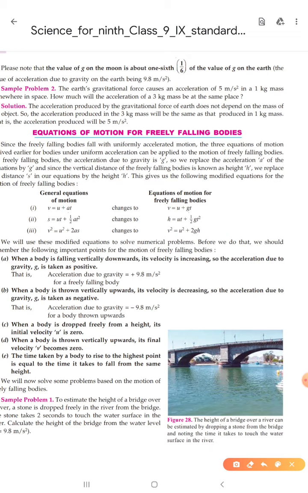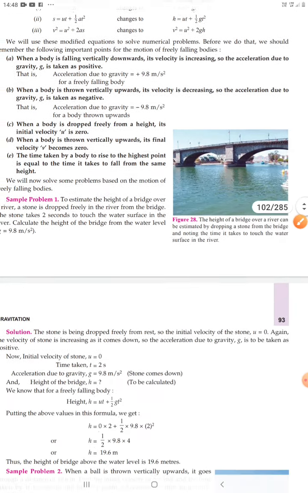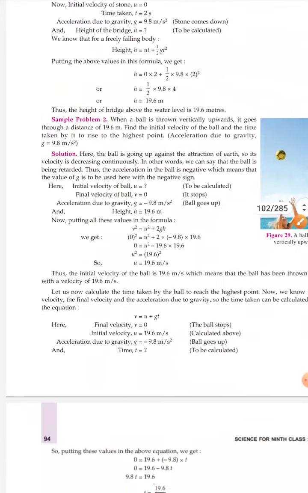There is only one difference between the general equations of motion and the equations of motion for freely falling bodies. You know about that: it is the acceleration due to gravity, denoted by small g, and the value of g at the surface of the earth is 9.8 meter per second square. This is a point you have to memorize. Now let us solve some numericals related to this.